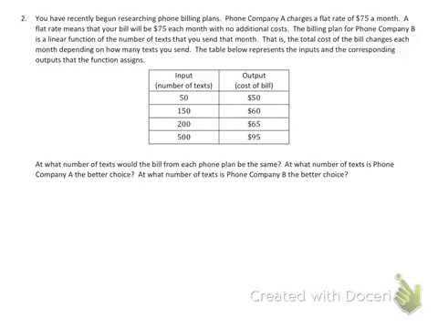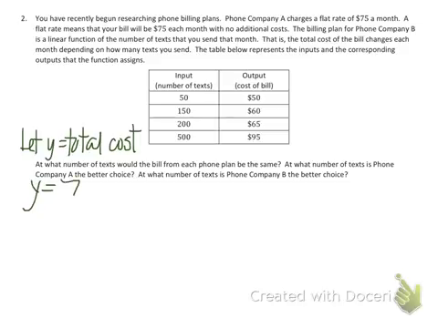Okay, so we could start by writing the equation for phone company A. If Y is the total cost, we could let Y be the total cost. And I'll write that here. Let Y be the total cost. Then the equation is just Y equals 75 for phone company A. Y equals $75.